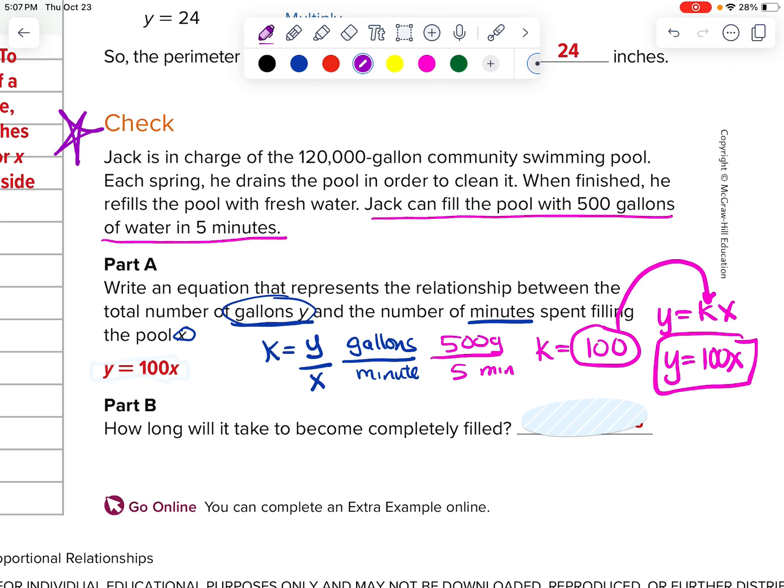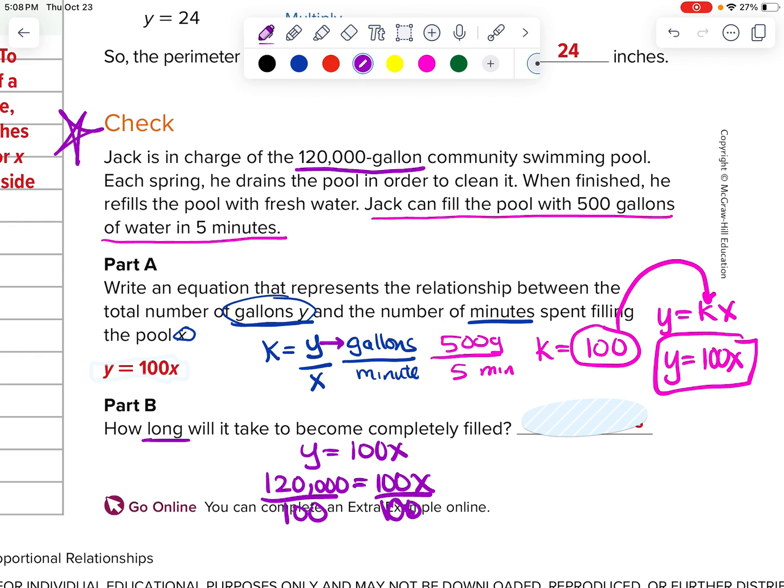Part 2 of the question says, how long will it take to be completely filled? Let's go back up to the top of the problem. To fill it, we need to know, well, how many gallons is the pool? I see it's a 120,000-gallon pool. Remember, which one is gallons? y is gallons. So if I have y equals 100x, and I know y is gallons, I'm going to put the gallons where the y is. So 120,000 equals 100x. We're going to solve for x by dividing by 100.